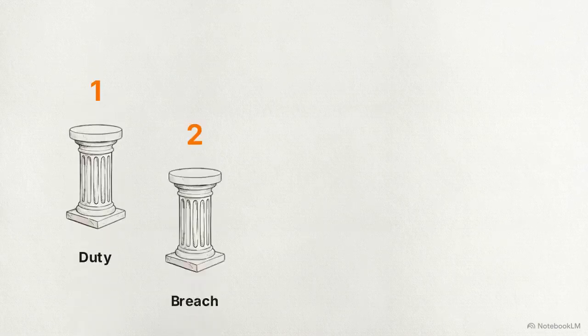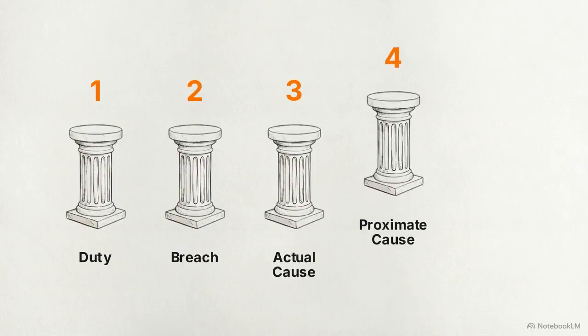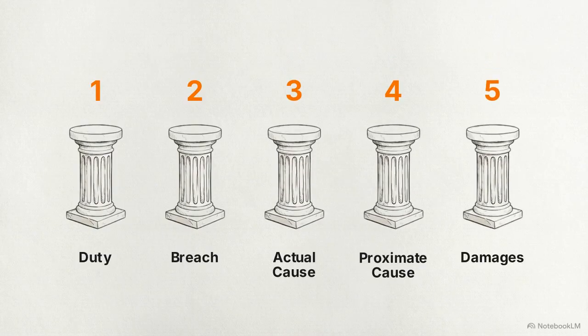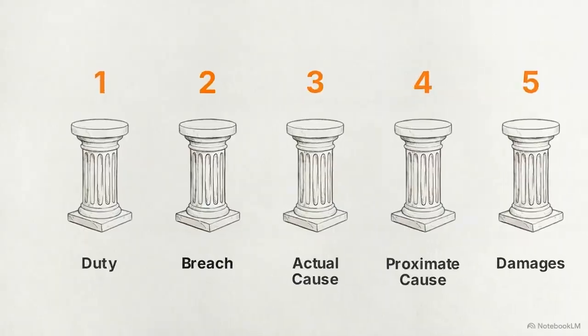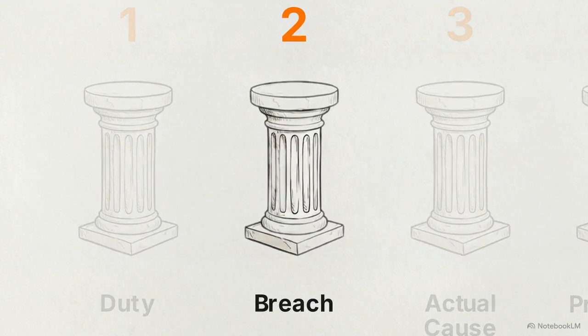Establishing a claim of negligence requires proving 5 distinct elements: a duty of care, a breach of that duty, actual cause, proximate cause, and damages. This analysis focuses on the second pillar, the breach.